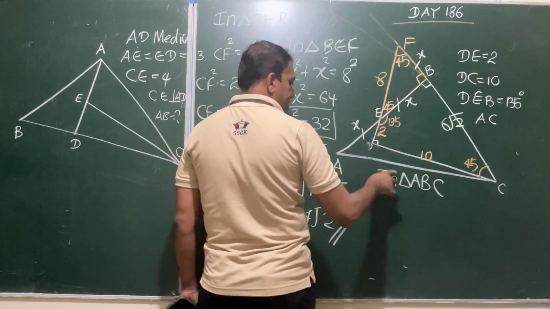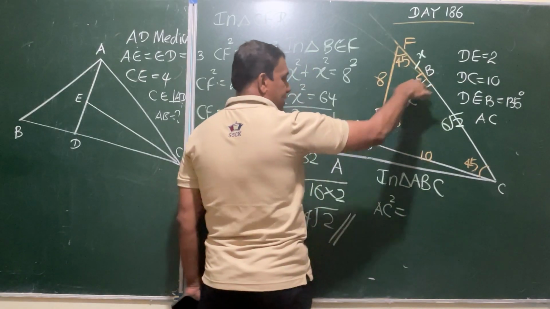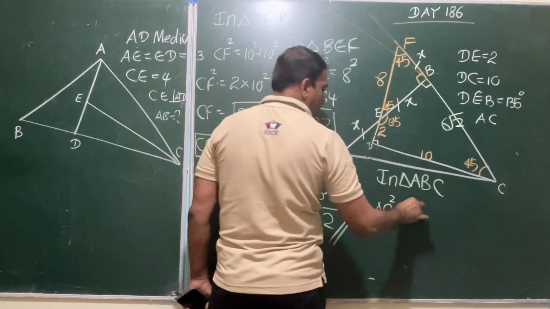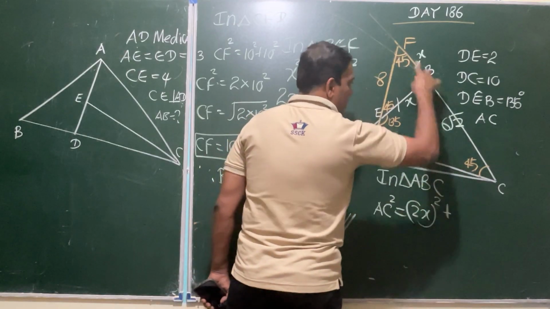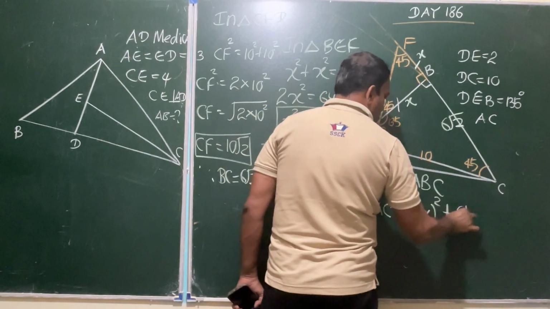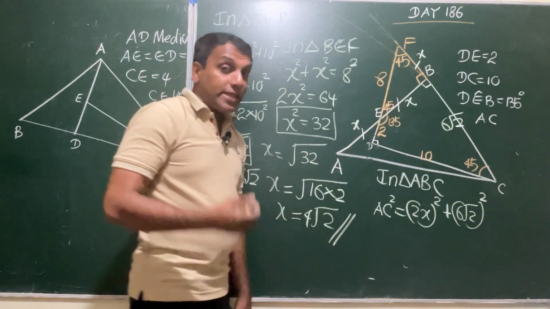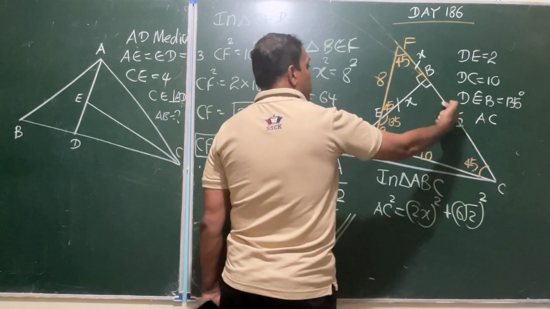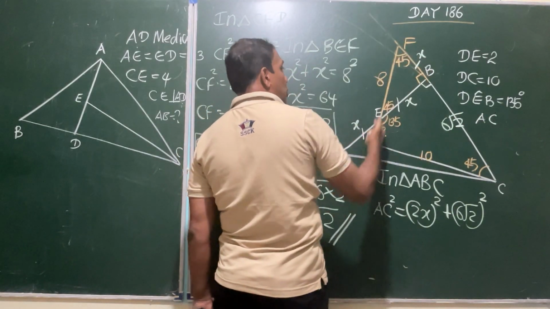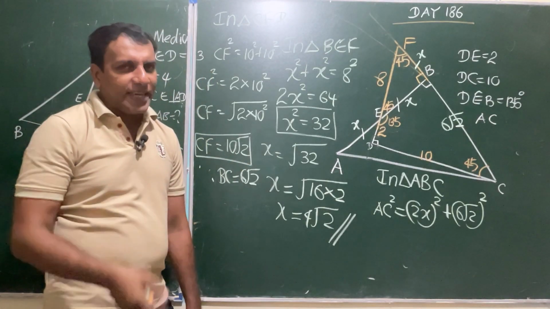Here, opposite the 90 degree angle, side AC square equals 2x square plus 6 root 2 square. That is the Pythagoras application. But at the beginning level, this triangle is important: produce these and these. Then only it becomes easier, without anything complicated.